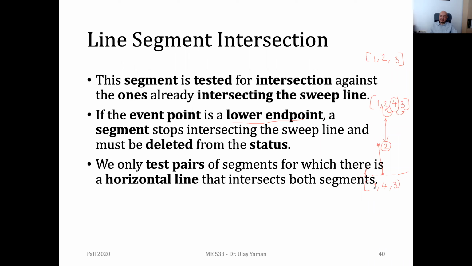Again, we will check all these pairs: this one with 4, and 4 with 3, and we have another option. We need to check the first one with the third one. So these are the checks we need to do if we have any updates on the status data structure. But this is not enough. Why not enough? Since again, it's quite time consuming.